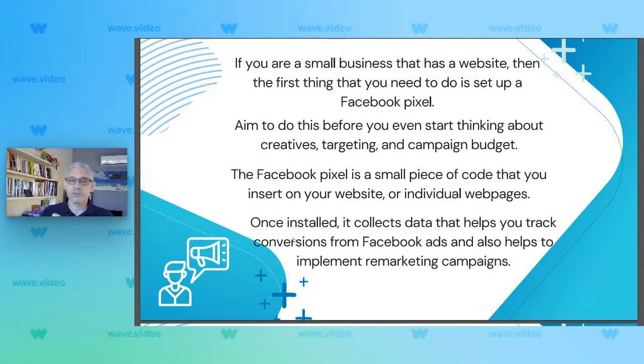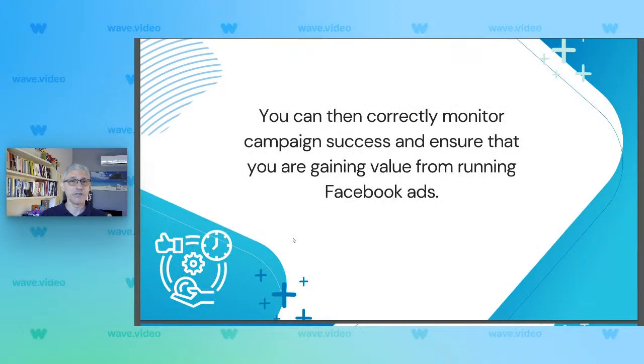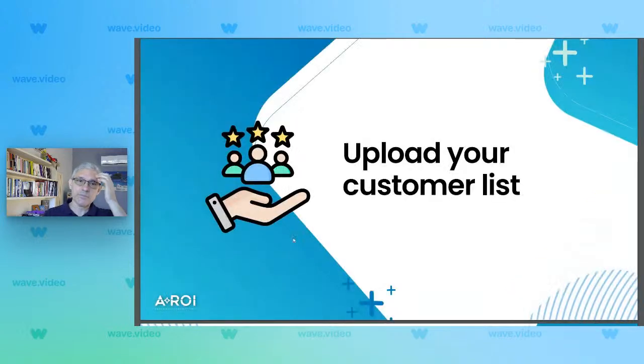The Facebook pixel is a small piece of code that you insert on your website or on individual web pages so you can actually see what's happening, who's doing what where. So once installed, it will collect data that helps you track your conversions from Facebook ads, and it'll also help you to implement remarketing campaigns or retargeting, same term. You can then correctly monitor campaign success and ensure that you're gaining value from running Facebook ads.